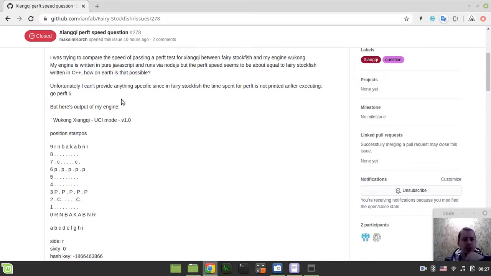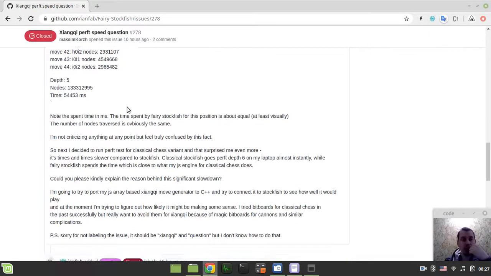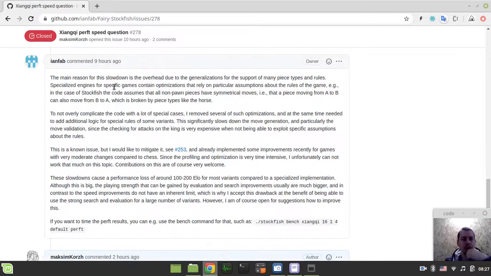So here is the question I asked. I said it's strange that the perft speed is about equal for my engine, which is written in JavaScript, and Fairy Stockfish. And here is the response by Fabian. So the main reason for this slowdown is the overhead due to the generalizations of the support of many piece types and roles. Specialized engines for specific games contain optimizations that rely on particular assumptions about the roles of the game. For instance, in the case of Stockfish, the code assumes that all non-pawn pieces have symmetrical moves. An example: a piece moving from A to B can also move from B to A. So all but pawns, which is broken by piece types like the horse.